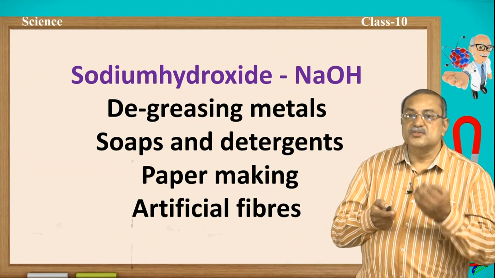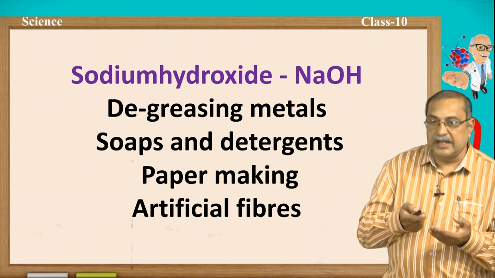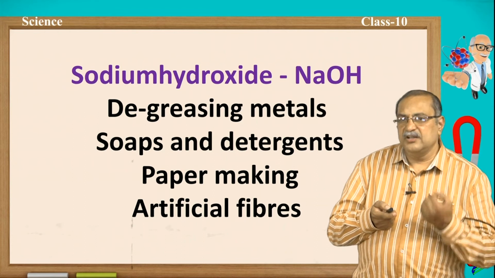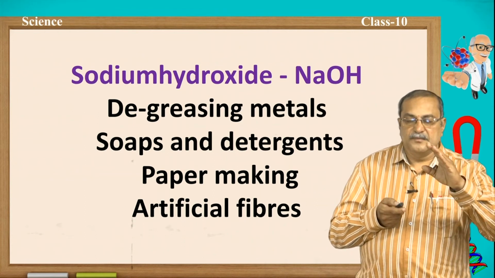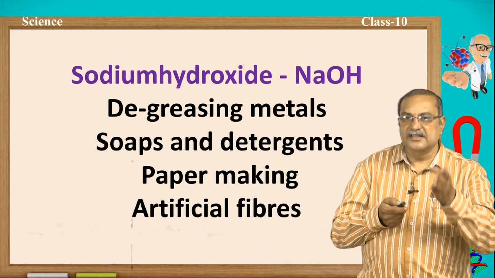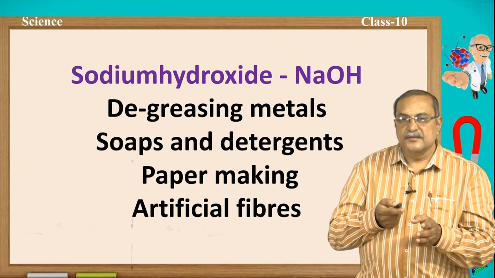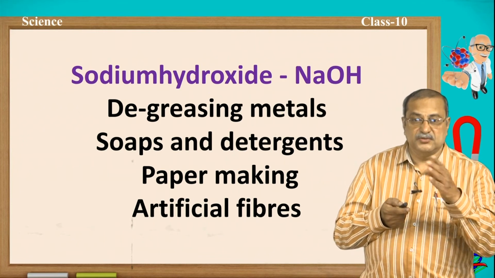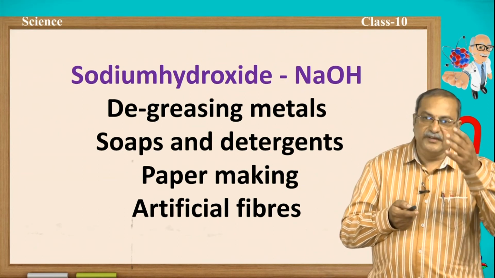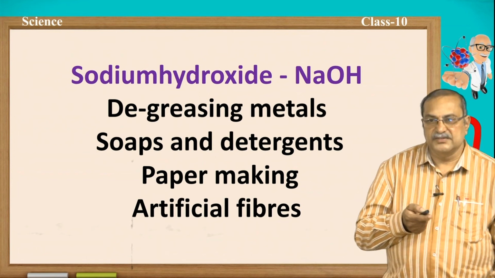Next one is sodium hydroxide, NaOH. You know that it is used for degreasing the metals. What do you mean by this degreasing? Oily surfaces will be there, because we put oils and greases on the metals to avoid rust. So, by using this sodium hydroxide, we can remove the oily part of it.